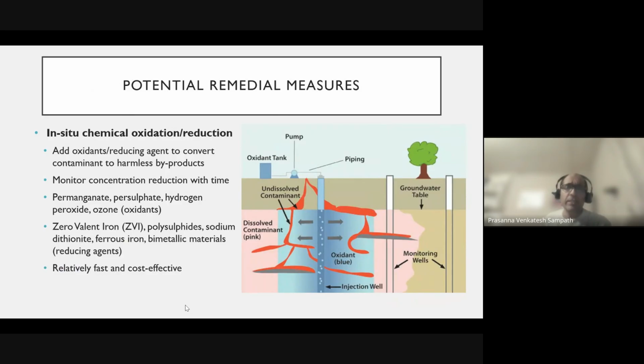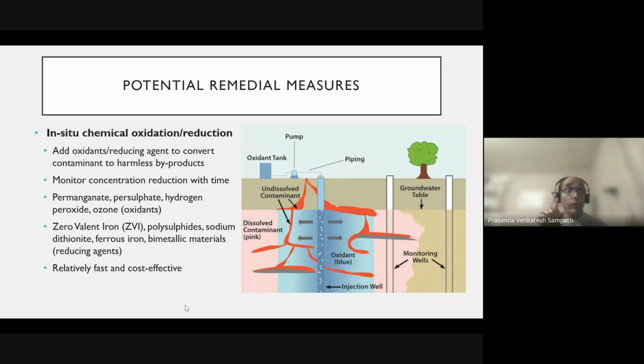So I inject some oxidizing agent or a reducing agent into the ground, and when that comes in contact with the contaminant, it reacts and produces something that is a harmless byproduct, and thereby the problem is resolved.